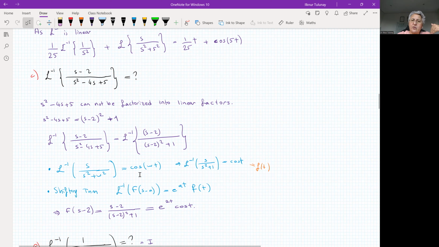The Laplace transform of cosine is s over s squared plus w squared. So either cosine, sine type of questions, or maybe it is factorized, and then we need to think about partial fractions. In this case, s squared minus 4s plus 5 cannot be factorized, so we don't think about partial fractions. How do we write s squared minus 4s plus 5? We want to write this in terms of s minus 2.